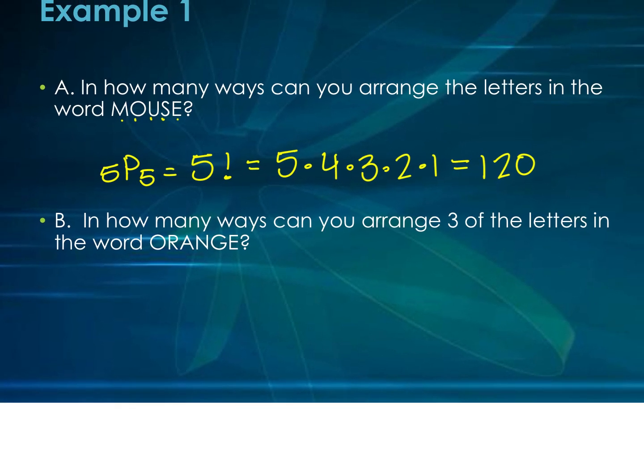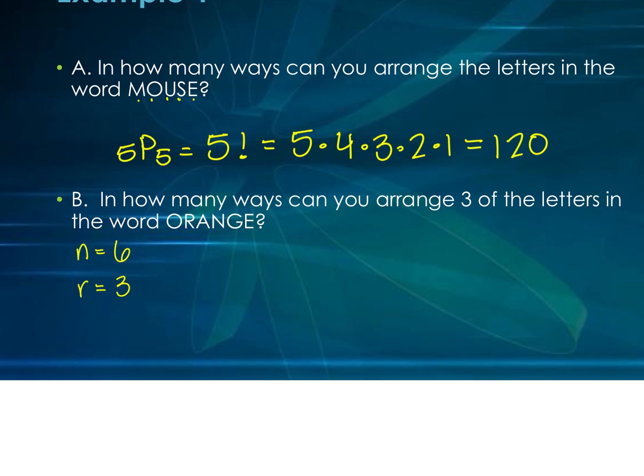Looking at B, it says, in how many ways can you arrange 3 of the letters in the word orange? So now they're giving me a specific number to use. But we first have to find the total. How many total letters does the word orange have? 6. So my total number of letters is 6. How many am I going to use? 3 only. So again, you have to remember the formula because you have to show work. It's NPR equals N factorial over N minus R factorial. So writing it out, I'm going to have 6 P3 equals 6 factorial over 6 minus 3 factorial.